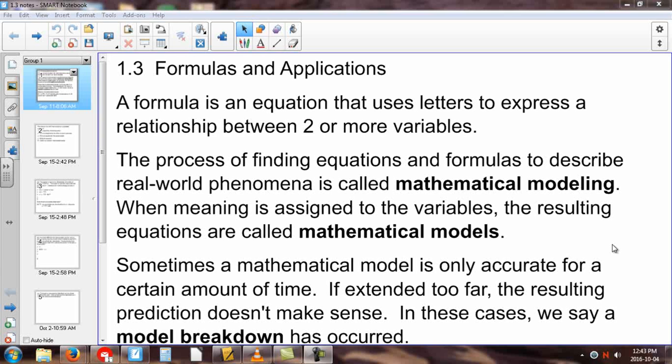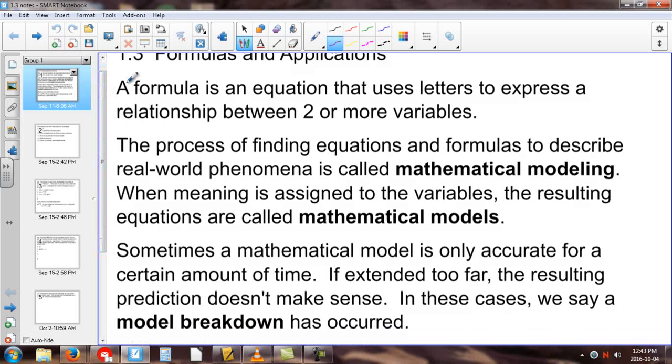Okay, these are the notes for 1.3, and in 1.3 we're doing a lot of work on writing formulas and equations given context and situations. A formula is any equation that uses letters to express a relationship between two or more variables. These equations can have lots of letters or just two, but there has to be a relationship between multiple variables, and those letters represent real values that we can measure.